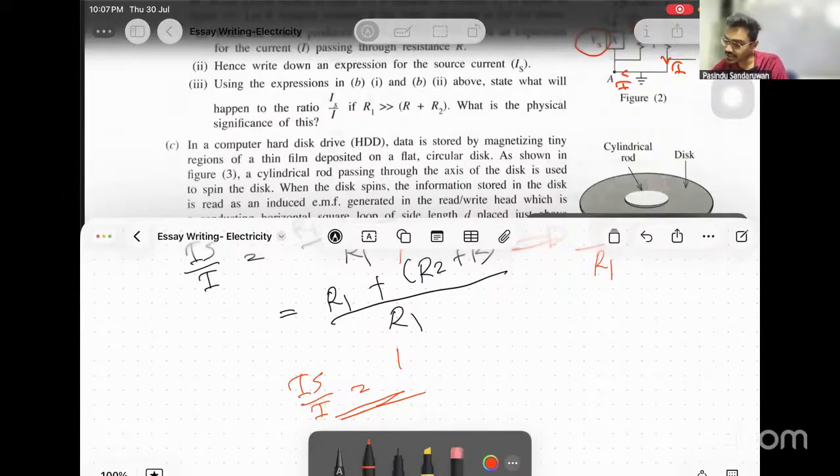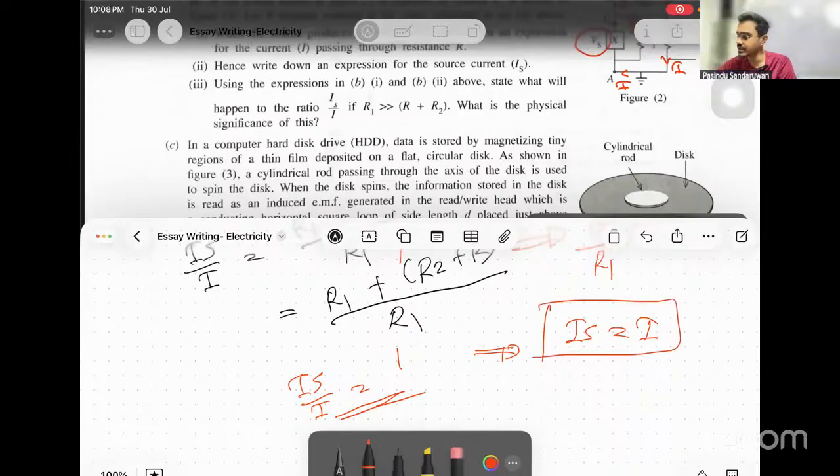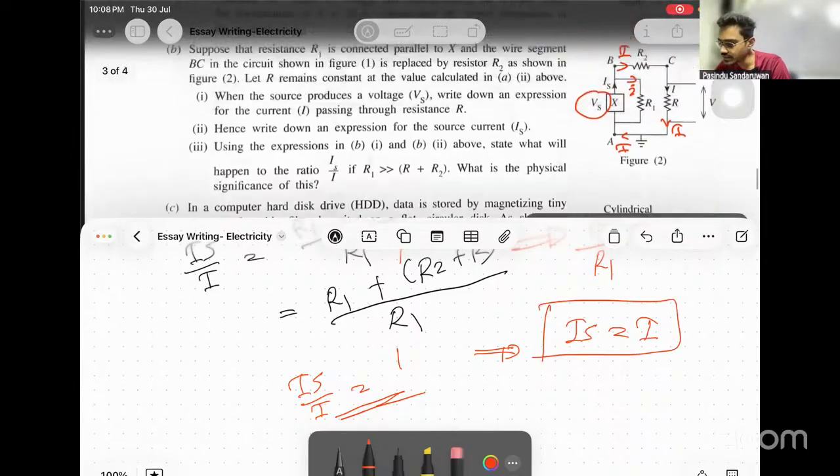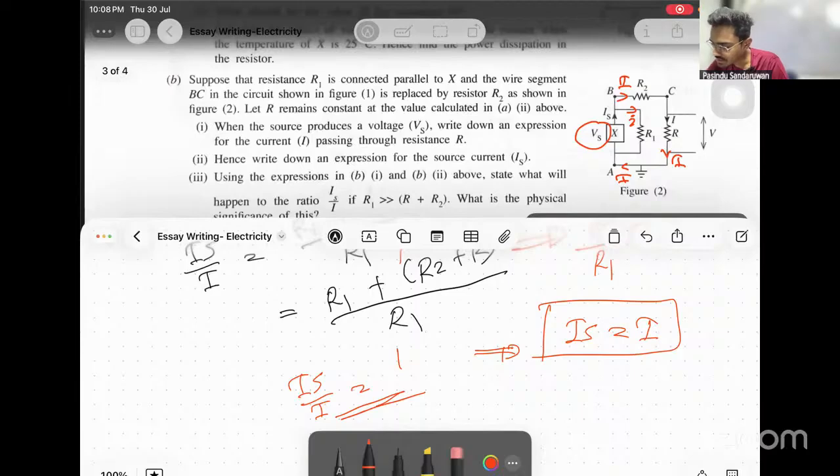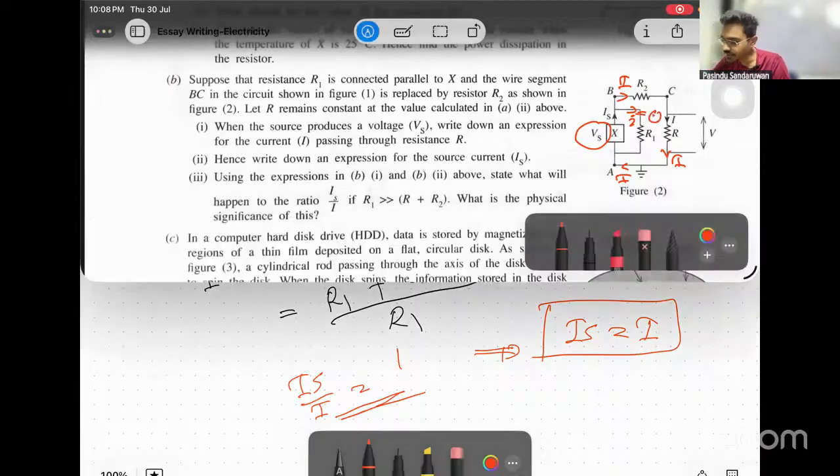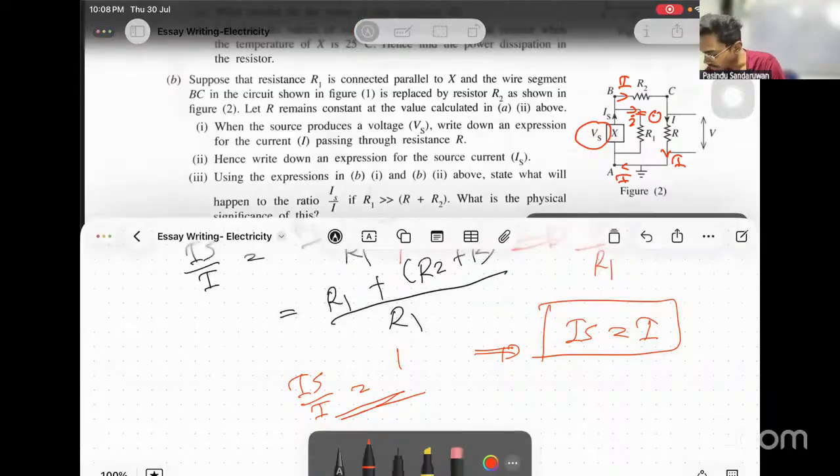It equals 1. And what is the physical significance of this? IS to I equals 1 means IS equals I. Now if IS equals I, this simple I becomes 0.